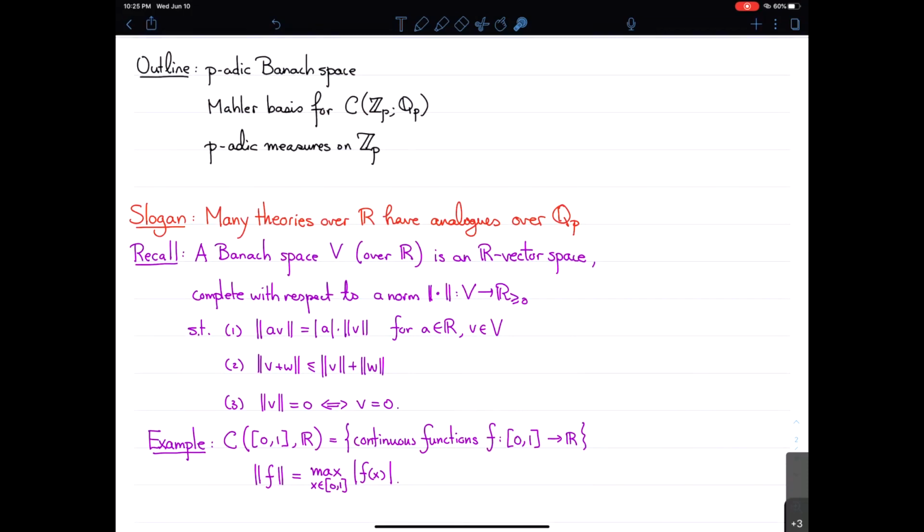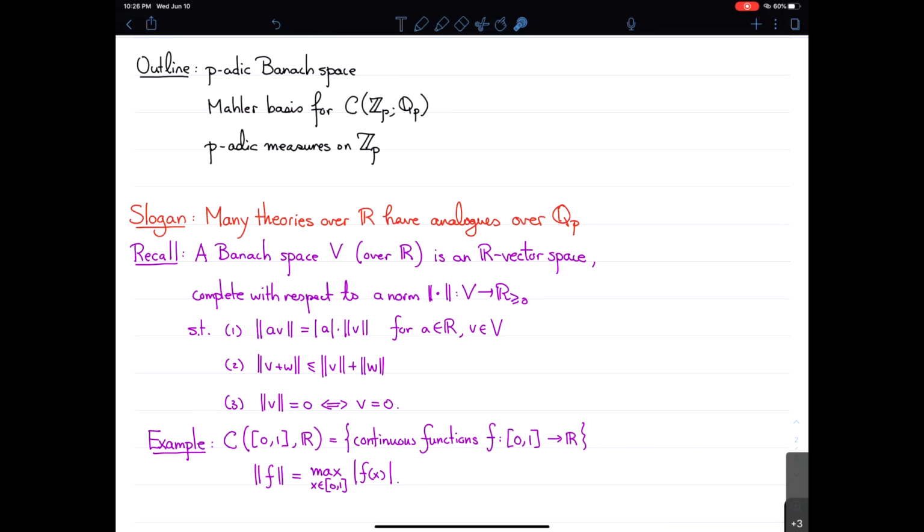And so I can take a norm, namely it takes the maximum absolute value of this function between 0 and 1. So what kind of property does this norm satisfy? Well, if you have some number in R, you can multiply your function by this number, then the norm will be multiplied by the absolute value of this number, of course.